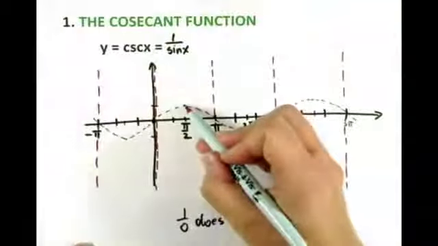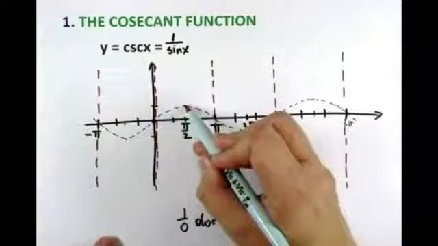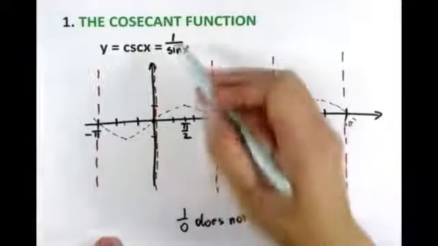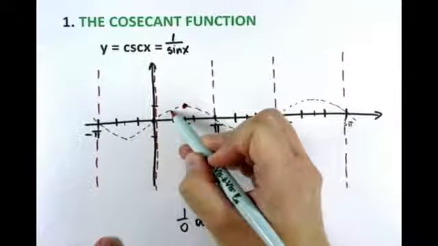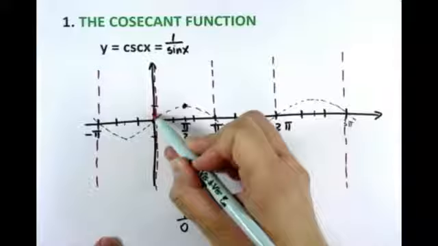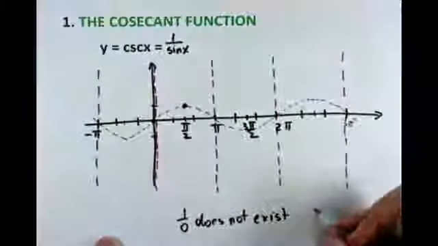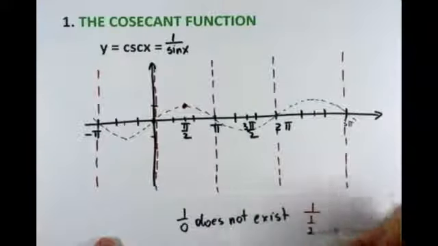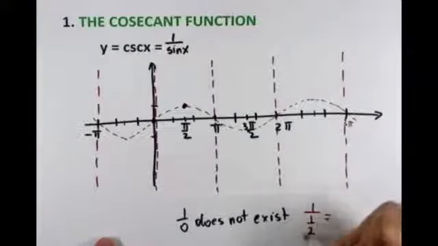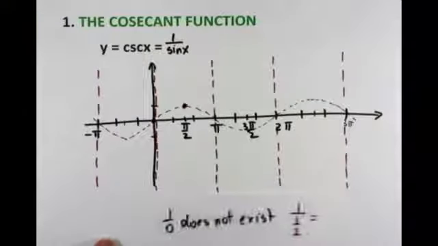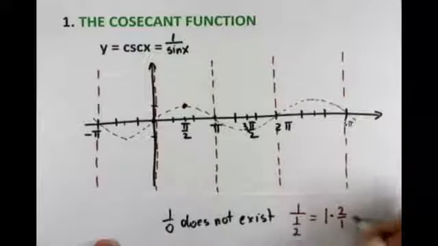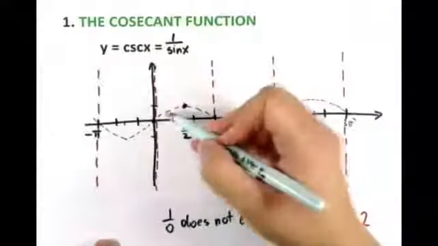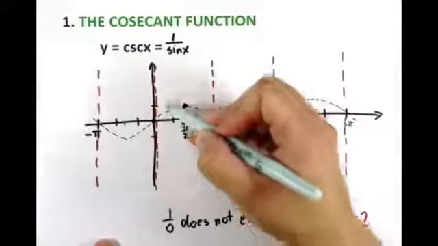Now, this point has value 1. 1 over 1 is 1. This point approximately has value of 1/2. So we have 1 over 1/2. To divide by a fraction means to multiply by its reciprocal. So this one is 1 times 2 over 1, which is 2. So this value roughly is 1/2, and now it's going to 2.